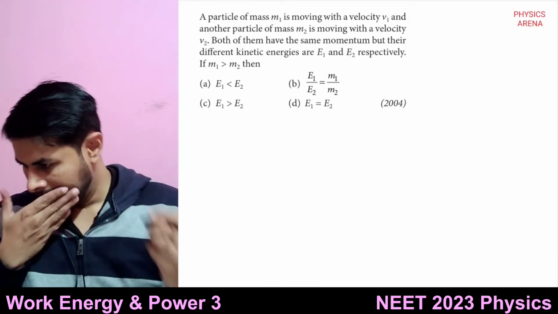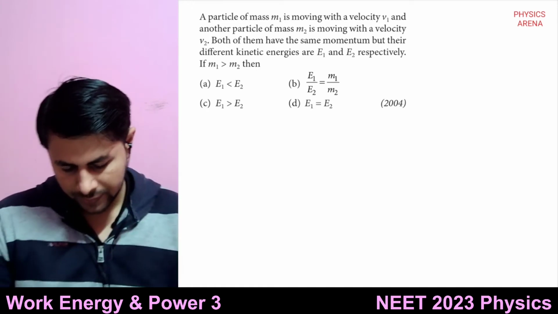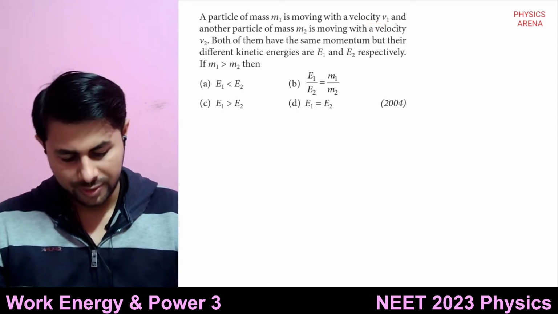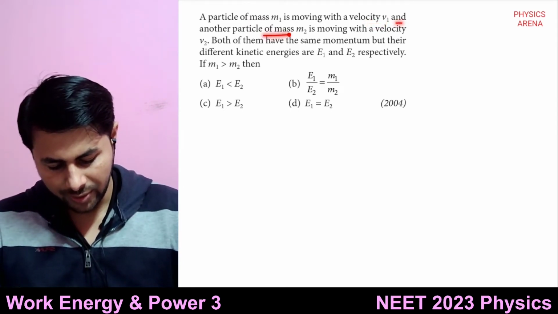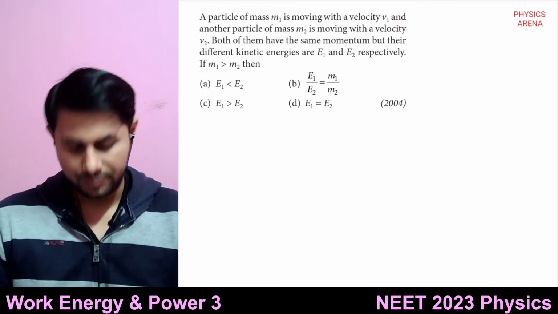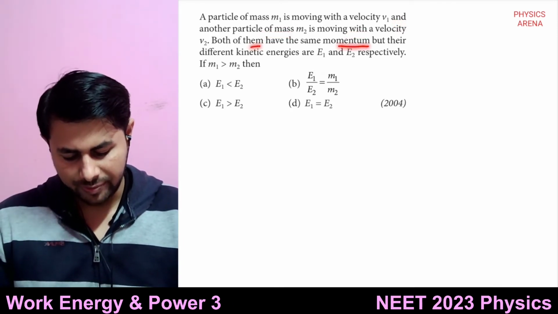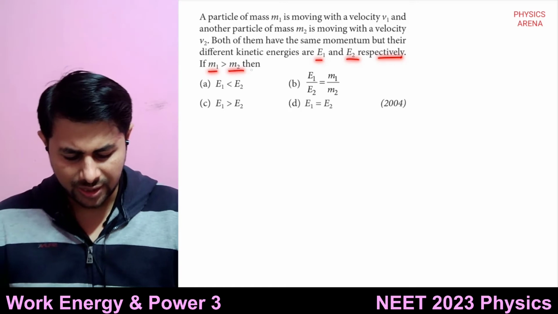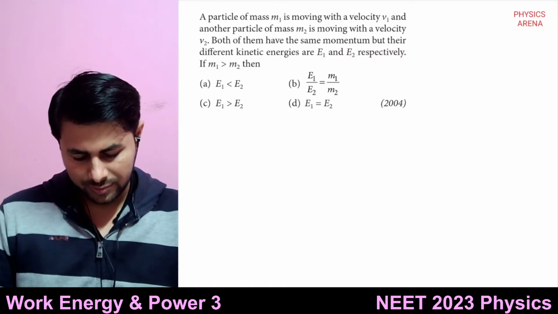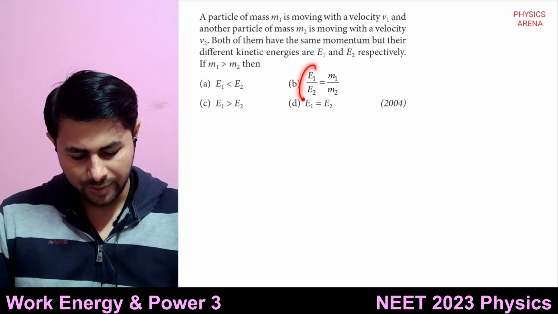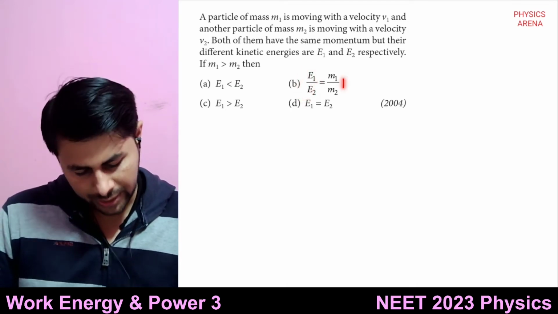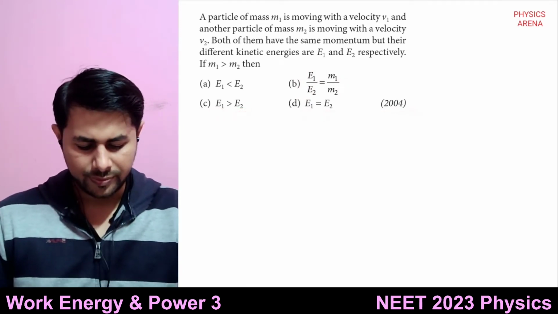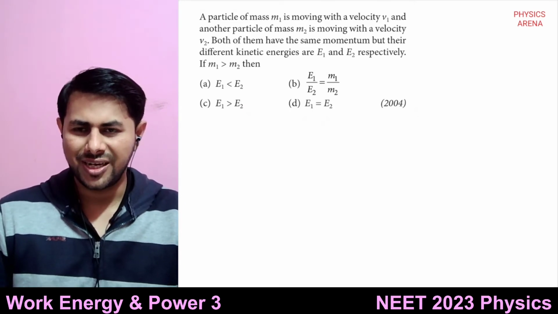A particle of mass m1 is moving with velocity v1, and another particle of mass m2 is moving with velocity v2. Both of them have same momentum, but their different kinetic energies are E1 and E2 respectively. If m1 is greater than m2, then E1 is less than E2, or E1 upon E2 is m1 upon m2, E1 is greater than E2, or E1 equals to E2. This is from 2004. So which is the answer?